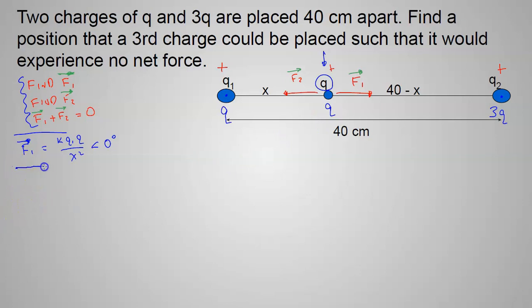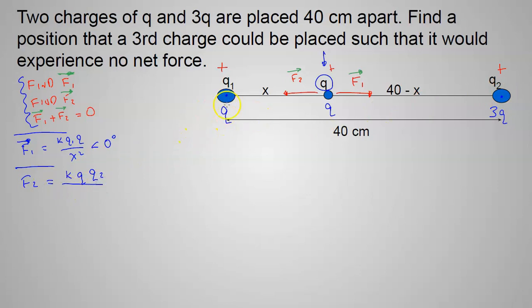Second step, I'm going to find F2, and of course the formula says put in a k, put in the charge of the first particle, which would be q, put in the charge of the second particle, which would be q2, and divide by the distance.